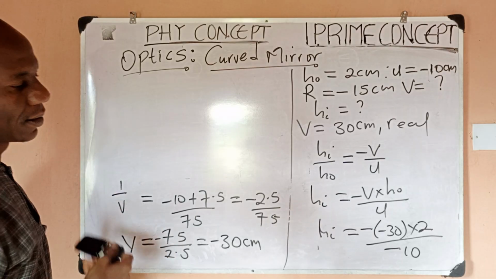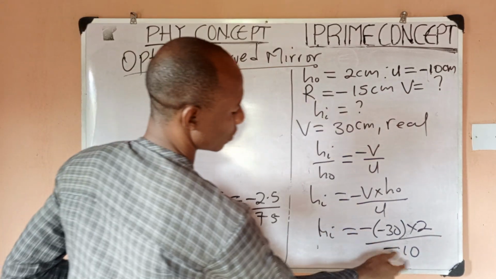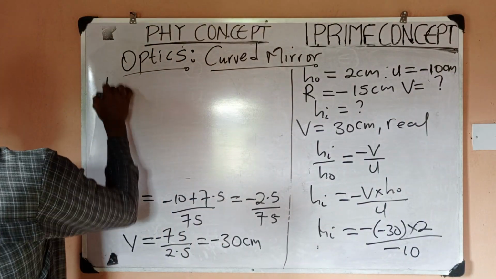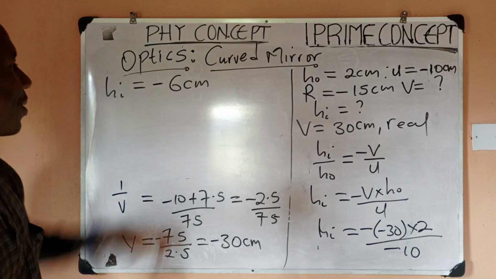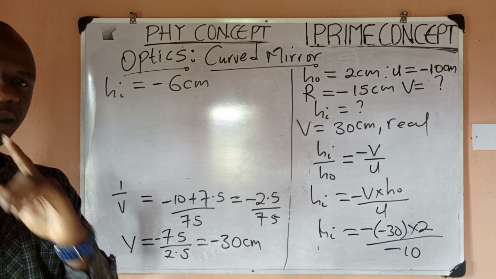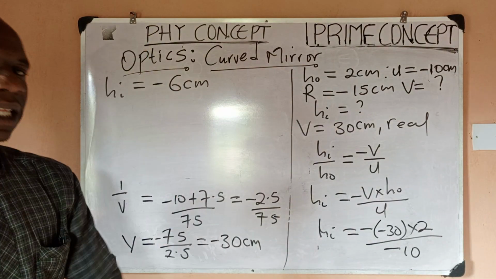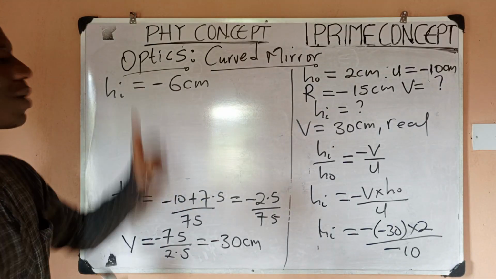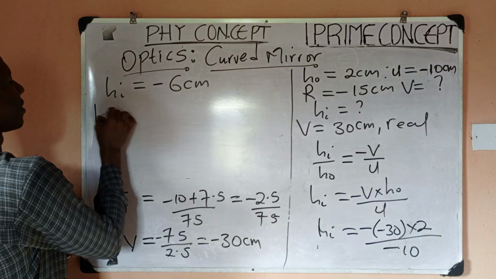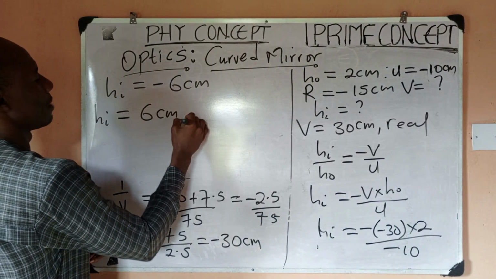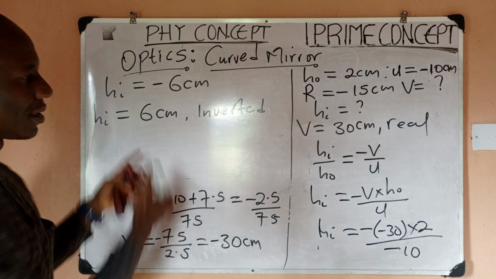So I punch this in. This is 3, this is 6. The minus goes, and I have that HI is minus 6 cm. Now, why do we have minus here? Very simple. Getting minus simply tells us that our image is inverted. It's pointing downwards, and that is why we have minus. So we can conclude that the height of our image is 6 cm, inverted. That is what this minus sign is telling us, and this is our answer.